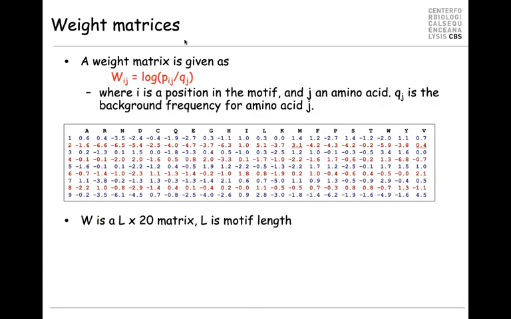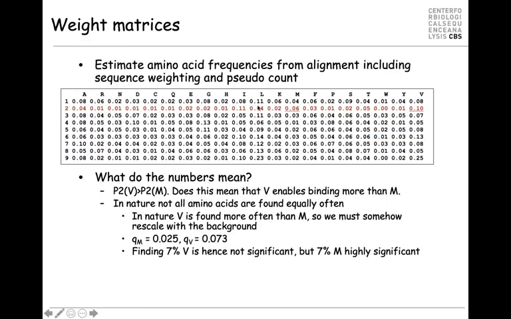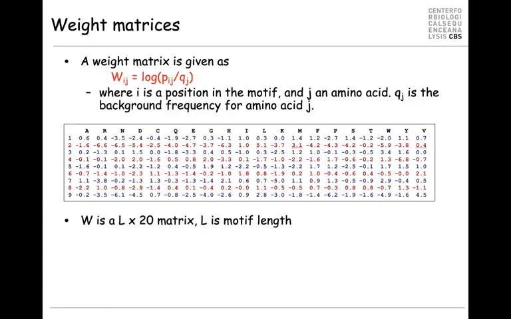And we do that by dividing the frequency values here by the background frequency found in nature. So again, going back to the slide before, we take this value of M divided by 0.025, take this value of V and divide that by 0.073, right? So then this ratio here becomes more than 2, and this ratio over here becomes just a bit over 1, right? Meaning that the ratio M of 6% is actually more enriched compared to what you would expect by random compared to V. And now we take in the end the log to make the values positive.